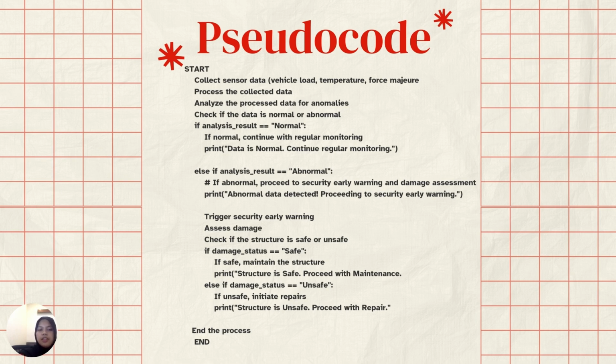Then trigger security early warning, assess damage, and check if the structure is safe or unsafe. If safe, maintain the structure. Else, if damage status is unsafe, then initiate repairs and print structure is unsafe, proceed with repair, and then end the process.